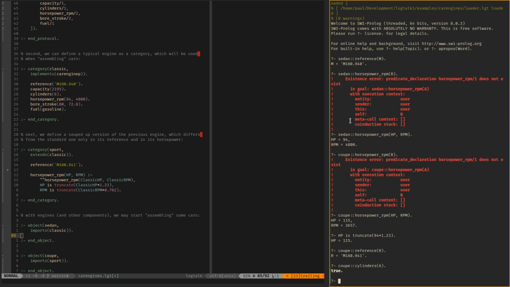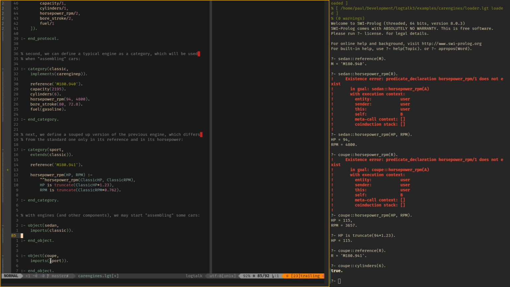So here with our coupe, when we call cylinders, it imports sport. Sport, there's no cylinders here because it's extending classic. So it goes up to classic, and there we go. There's our cylinders 6, which is why I can say true, and it's public because of the protocol that's been implemented. The complicated one to get your head around is going to be this horsepower RPM. So when you ask the coupe for this horsepower RPM, it's going to get the super, or the one that it extends. It's going to get the horsepower RPM from there, which was these two numbers, and it's going to do some calculations with them. And it's these two then that unify with the variables in the predicate head there.